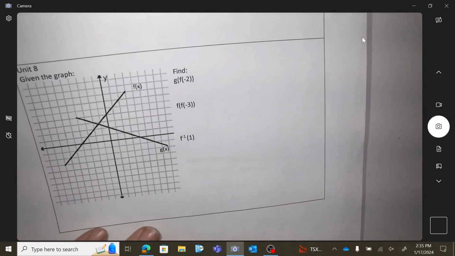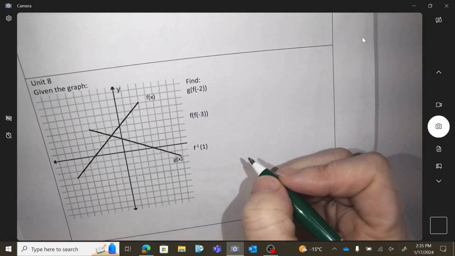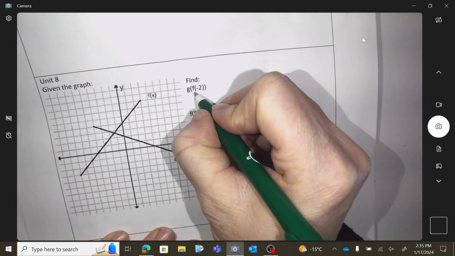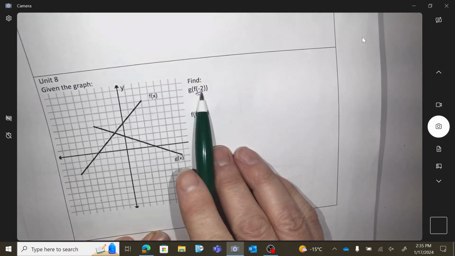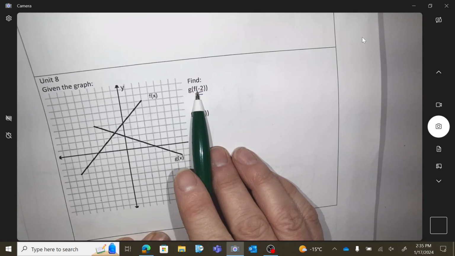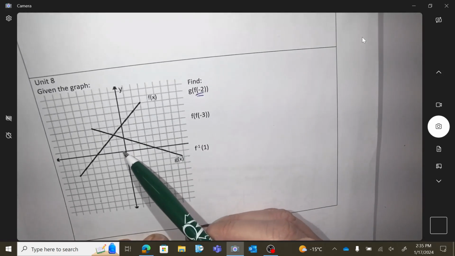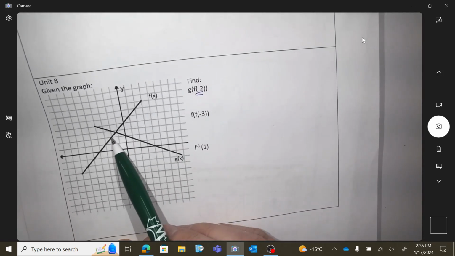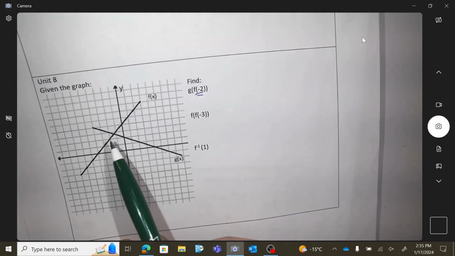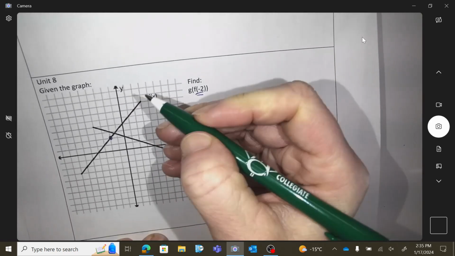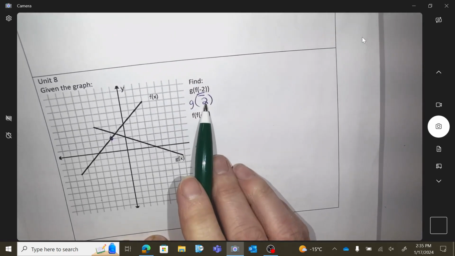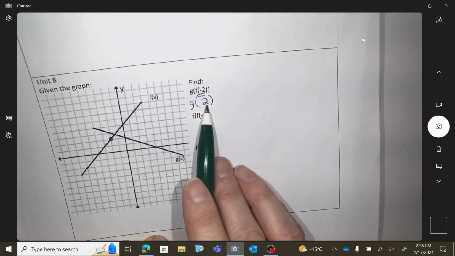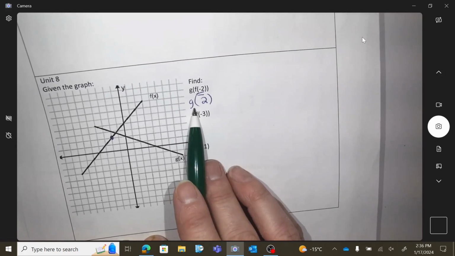Okay, and this one. So on these ones, you're doing this. When x is -2, what's the height of f? At -2, the height of f is 2. Now the question becomes, when x is 2, what's the height of the g?